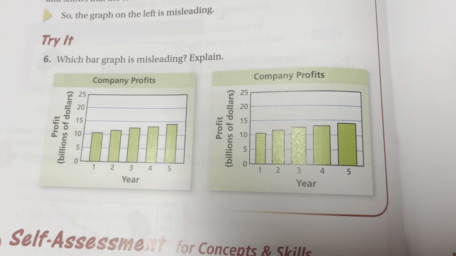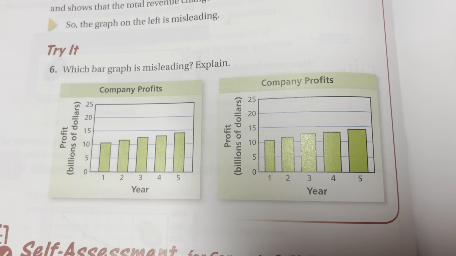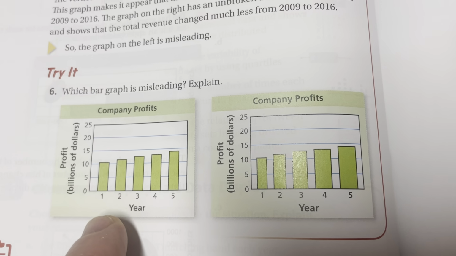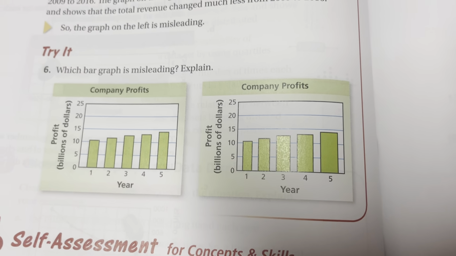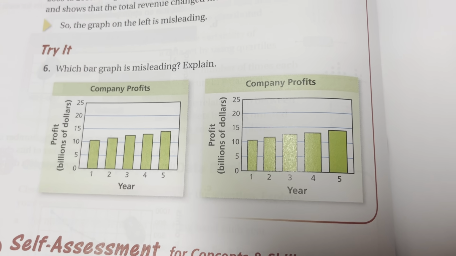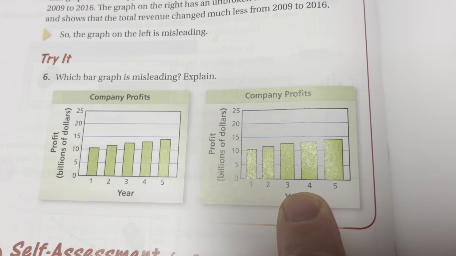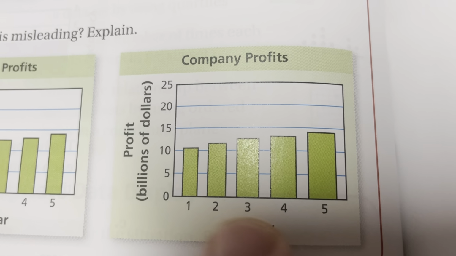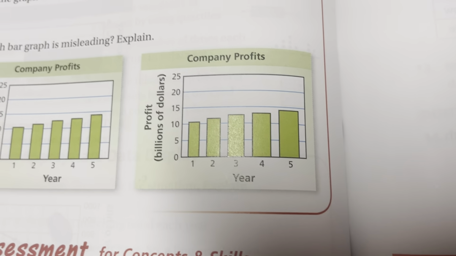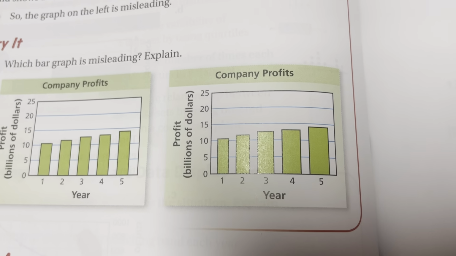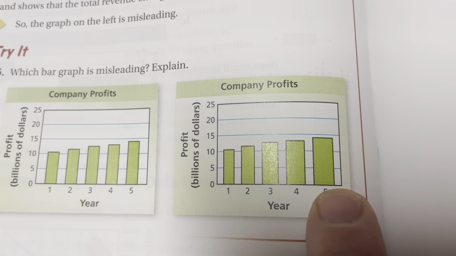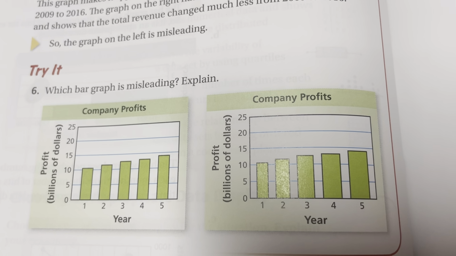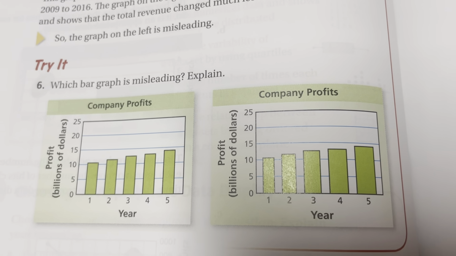Well, we have this one here. Which graph is misleading? We have company profits based on billions of dollars, starting year 1 up through year 5. Now, these look like the exact same graph, except when you look at this one closely, you'll see that the bars tend to get wider and wider the farther to the right we go, or the later the year is, which means that would be misleading because the wider graph may lead somebody to believe that that's a larger number or it's portraying something differently.